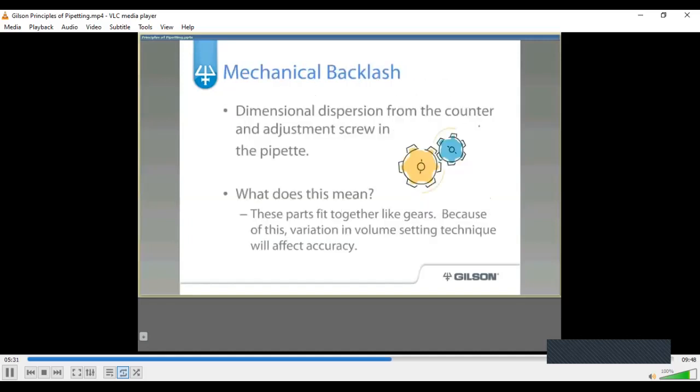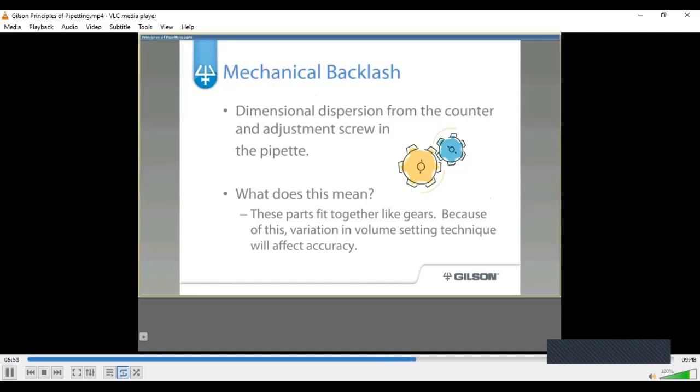Mechanical backlash. By definition, this is dimensional dispersion from the counter and adjustment screw in the pipette. So what does this mean? It means that these parts fit together like gears. And because of this, variation in volume setting technique will affect the accuracy.